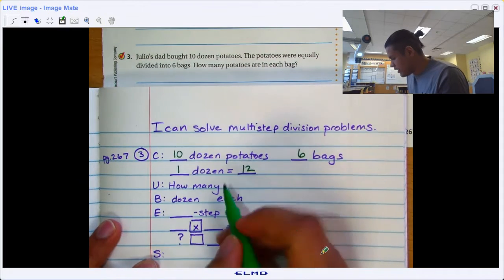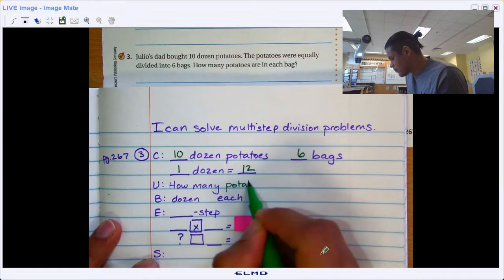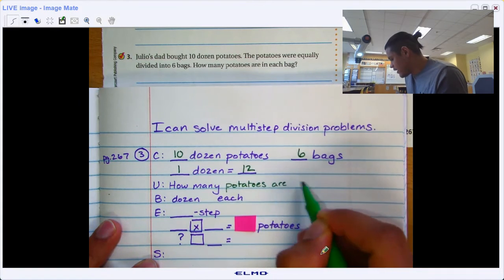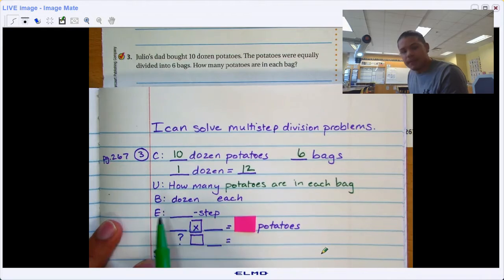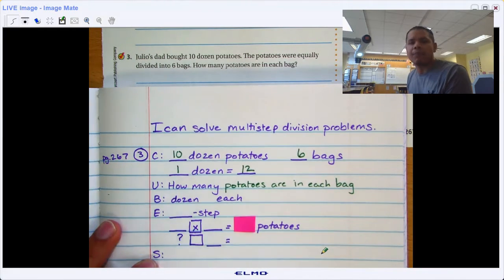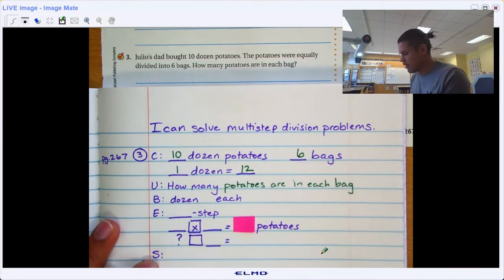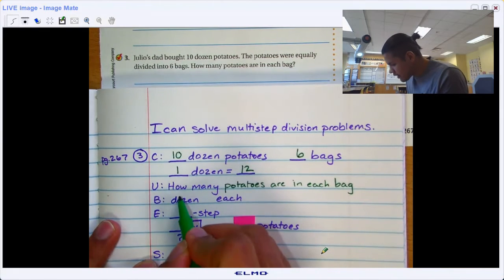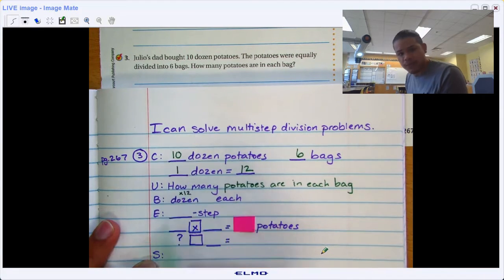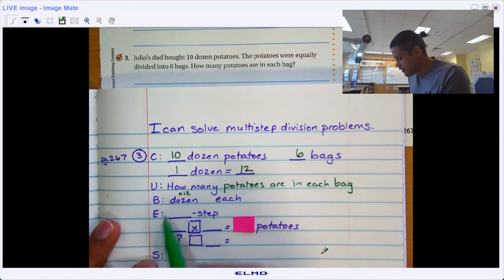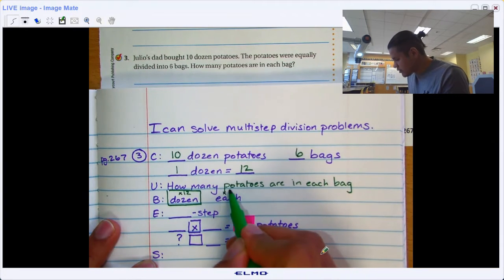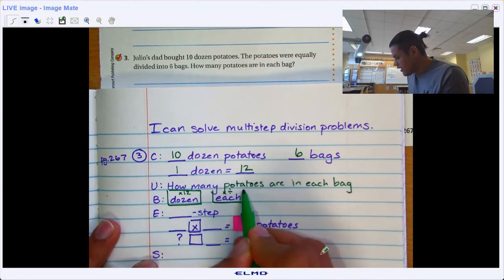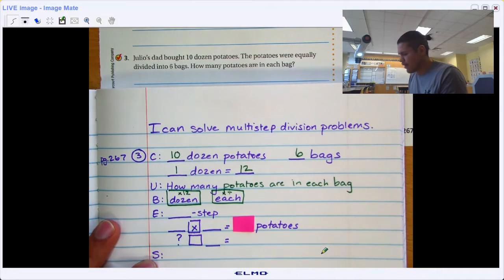All right, I need to know how many potatoes are in each bag, okay? The B stands for box. The keywords let me know what operation, how am I going to be solving this problem? So a dozen, I know that I need to multiply by 12, okay? That dozen is a word that I would box. And each, which means to multiply or divide, is another word that I would box, okay?